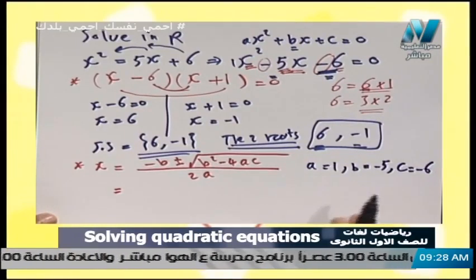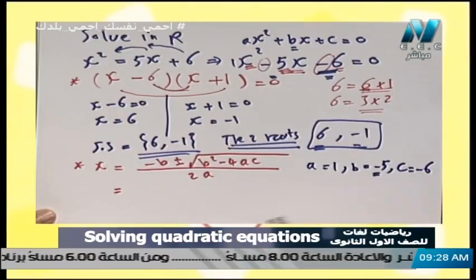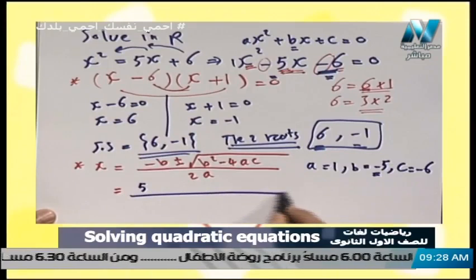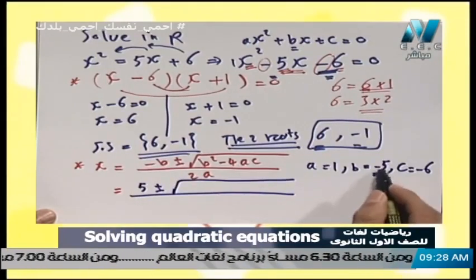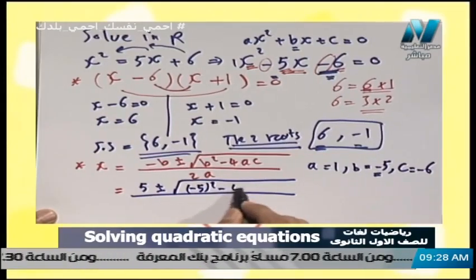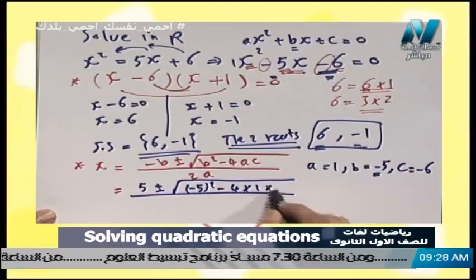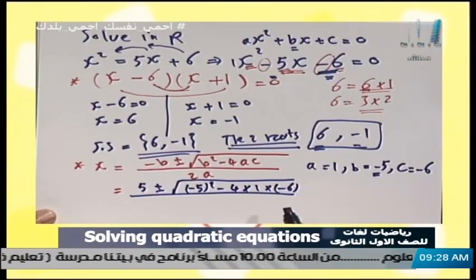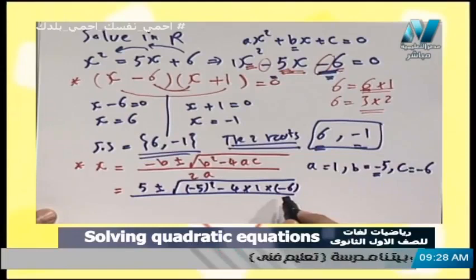Okay, here negative b means we convert negative 5 to 5. So we have here 5 plus or minus the square root. b power 2 means negative 5 power 2 minus 4 multiplied by a, which is 1, multiplied by c, which is negative 6. Put it inside a bracket like this. Don't make a fault.